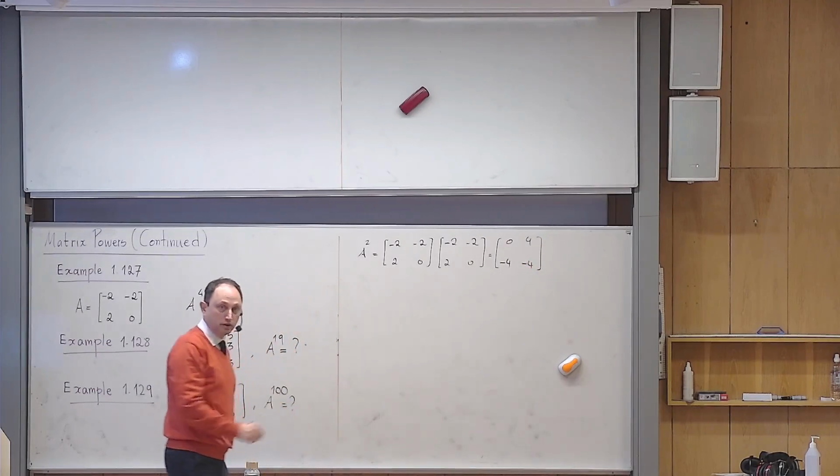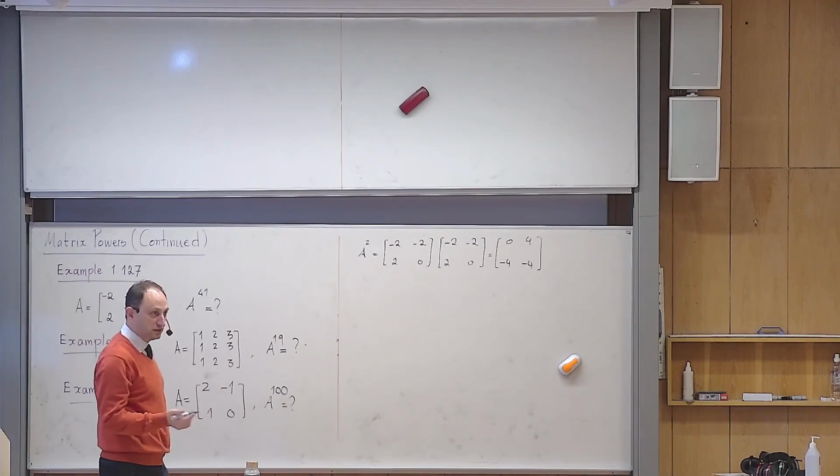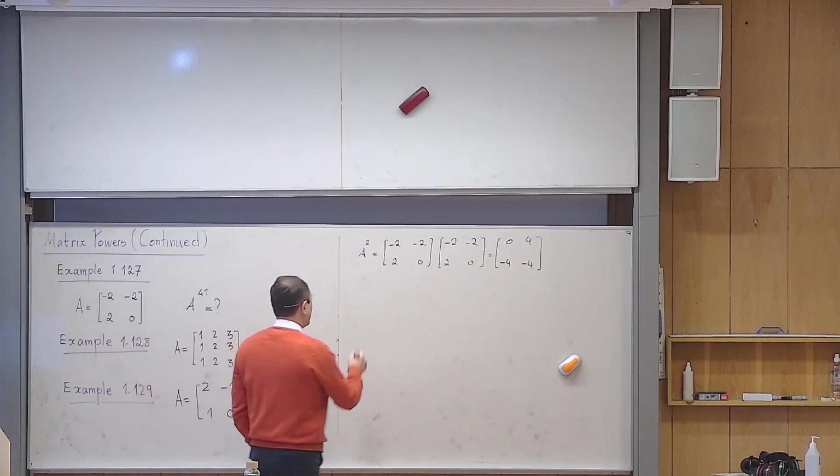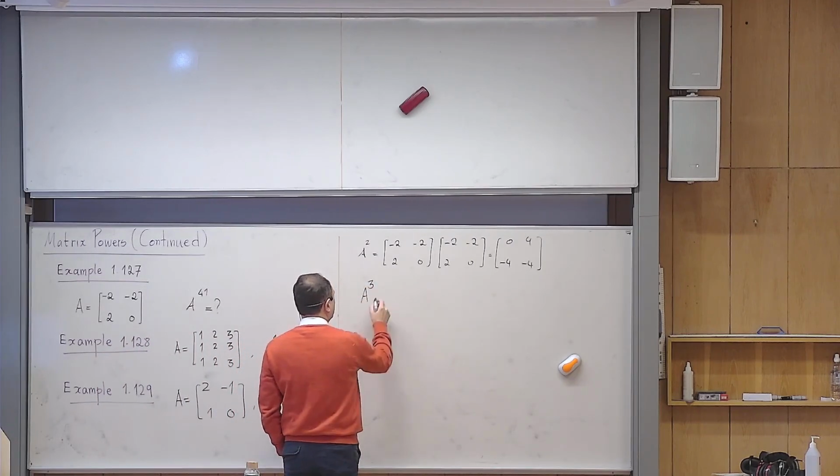Did you get the same thing? Yes? So this A is squared. Still, there is no hope that we can solve the problem. So let me just be patient and calculate the next one.